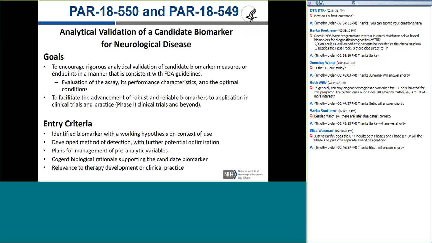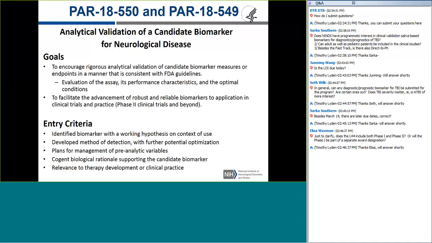Entry criteria for the analytical validation funding opportunity include that you have an identified biomarker with a working hypothesis on the context of use. So this brings to mind one thing. We want to emphasize that these funding opportunities are not meant to do the initial identification and discovery work on a biomarker. We are assuming you've identified a biomarker that you can actually call a candidate. The other thing this entry criteria requires is that you have a developed method of detection. This is not for technology development either. We do understand, though, that even though you might have a method developed already, you're probably going to need to optimize it throughout this funding opportunity, and that's absolutely okay with the funding opportunity.